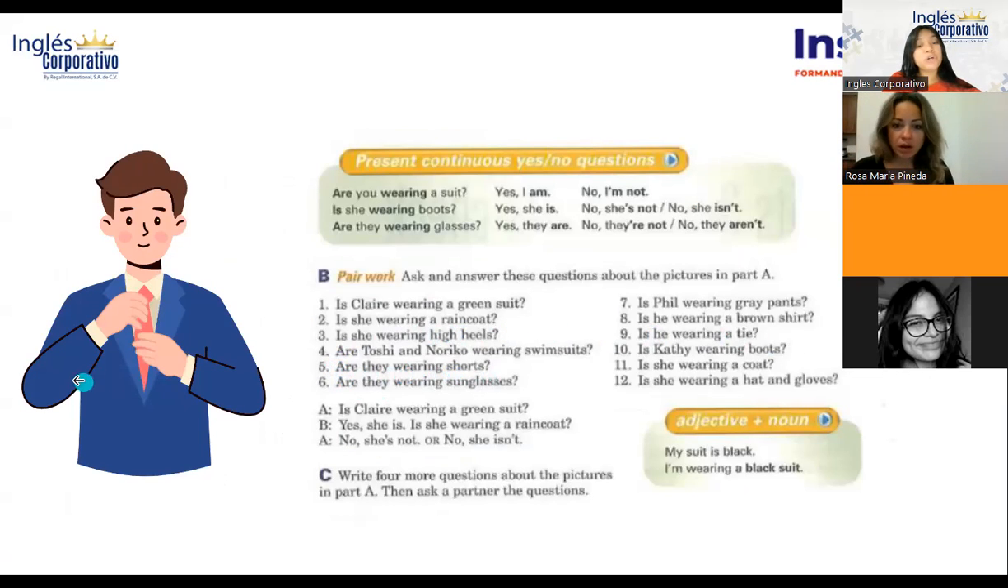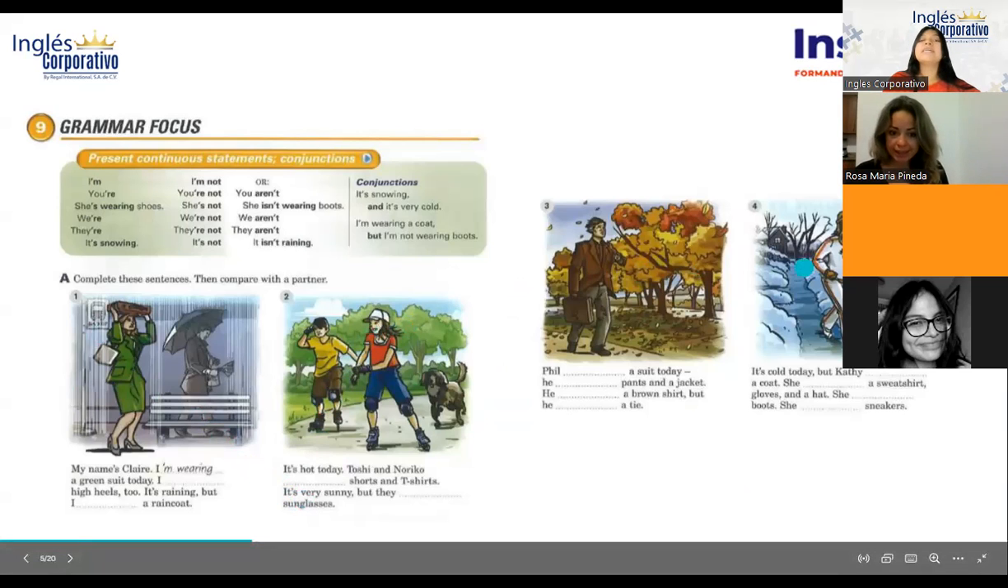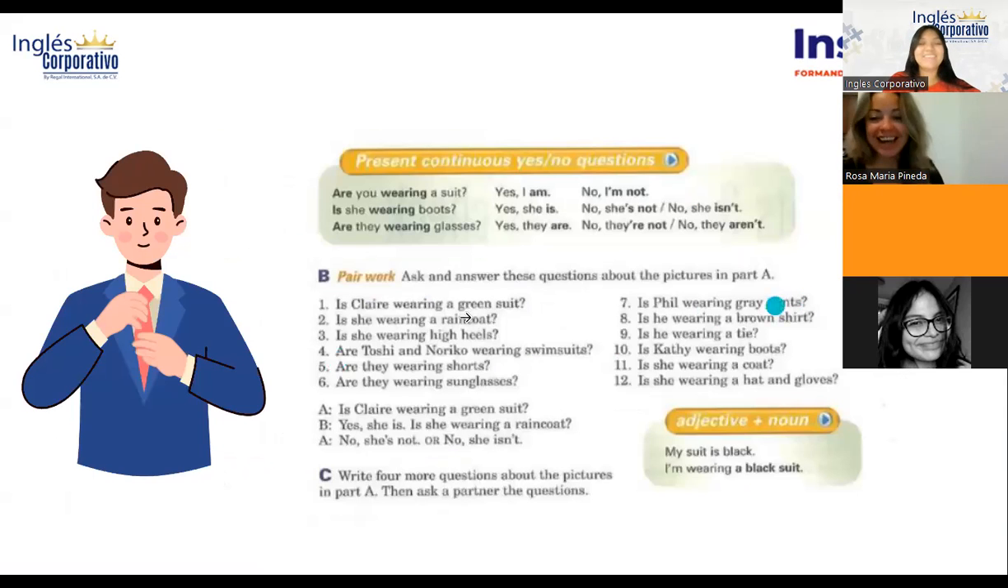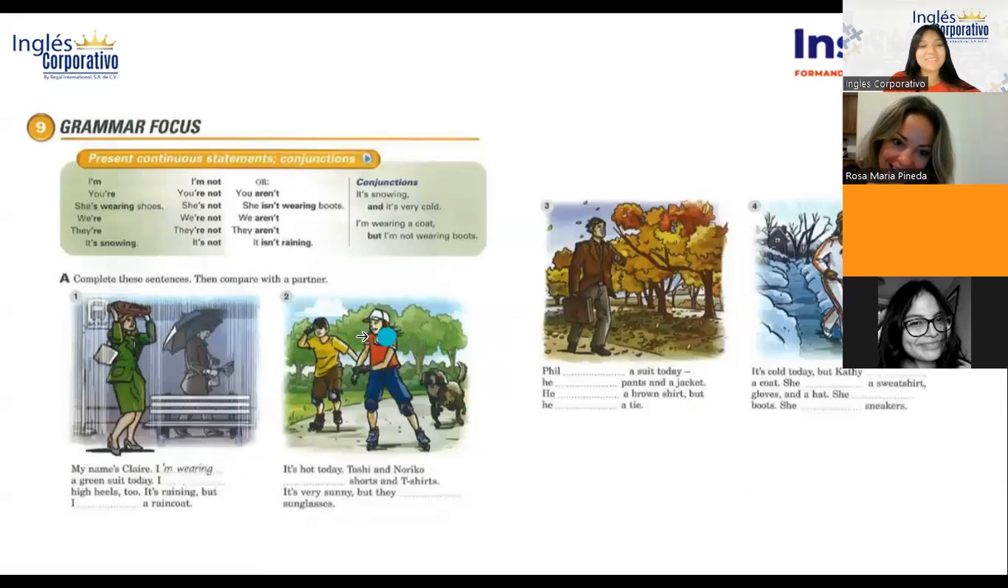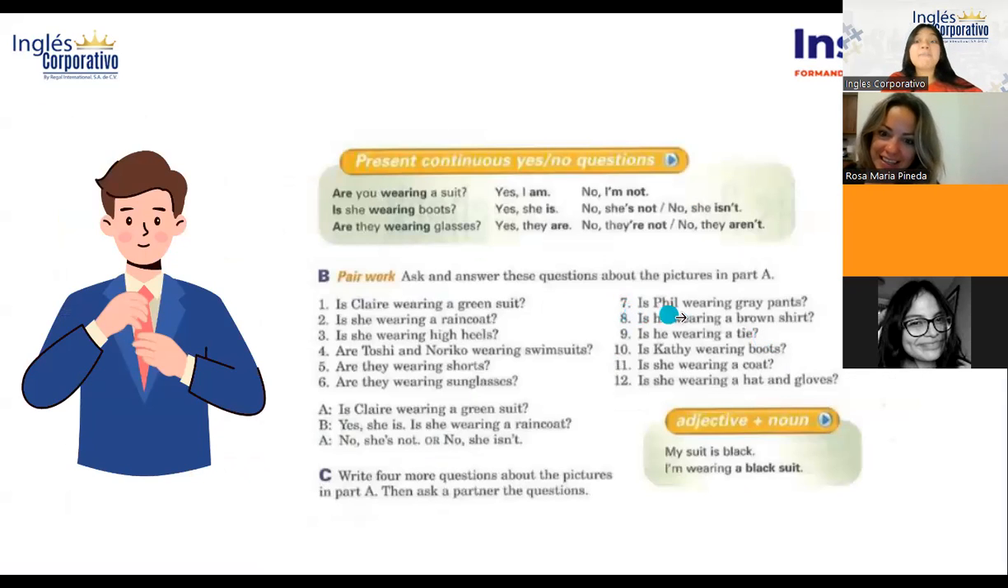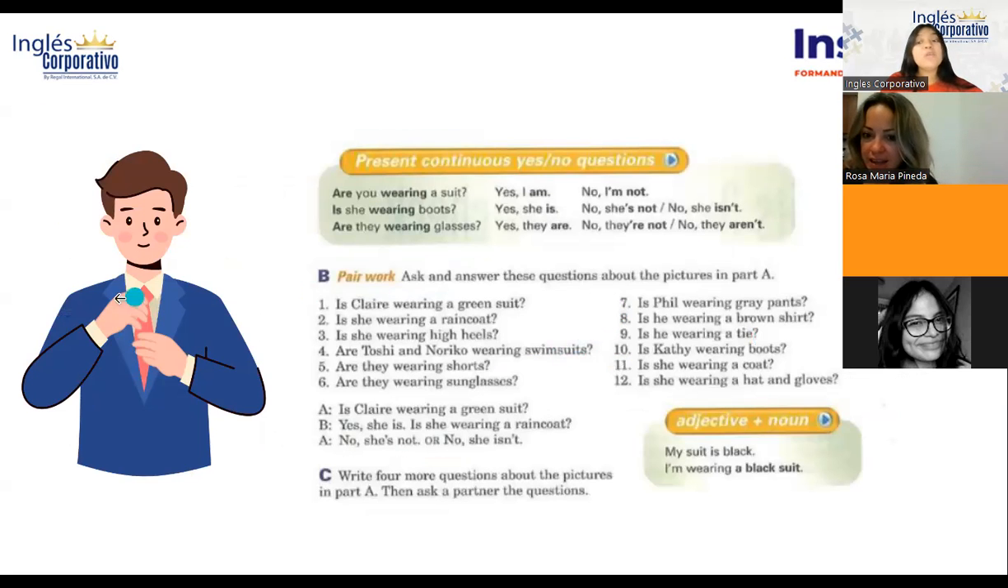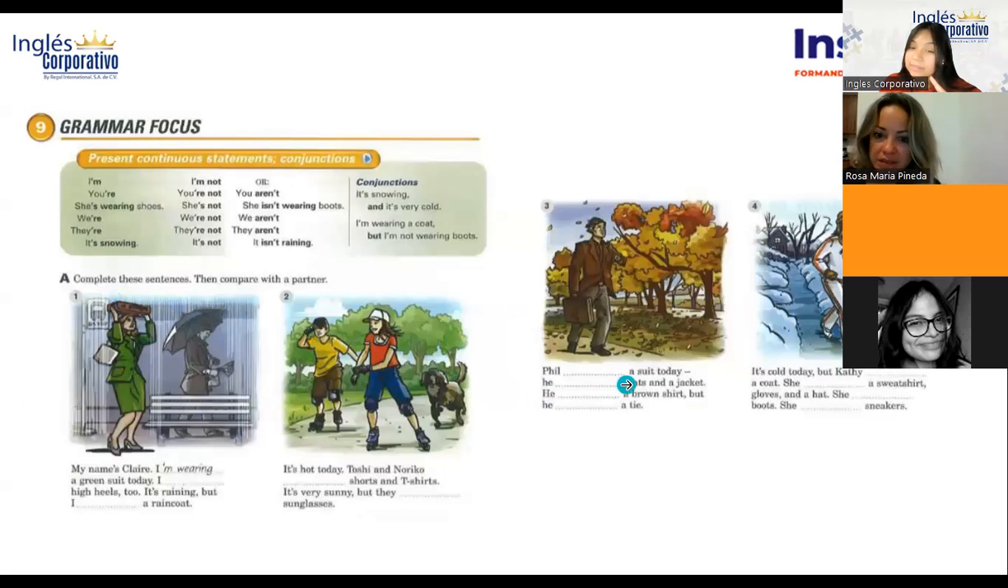Are they wearing shorts? Yes, they are. Okay. So are they wearing sunglasses? No, they aren't. Very good. Number seven. Is Phil wearing gray pants? Okay, so let's see. The question, is Phil wearing gray pants? Yes, he is.